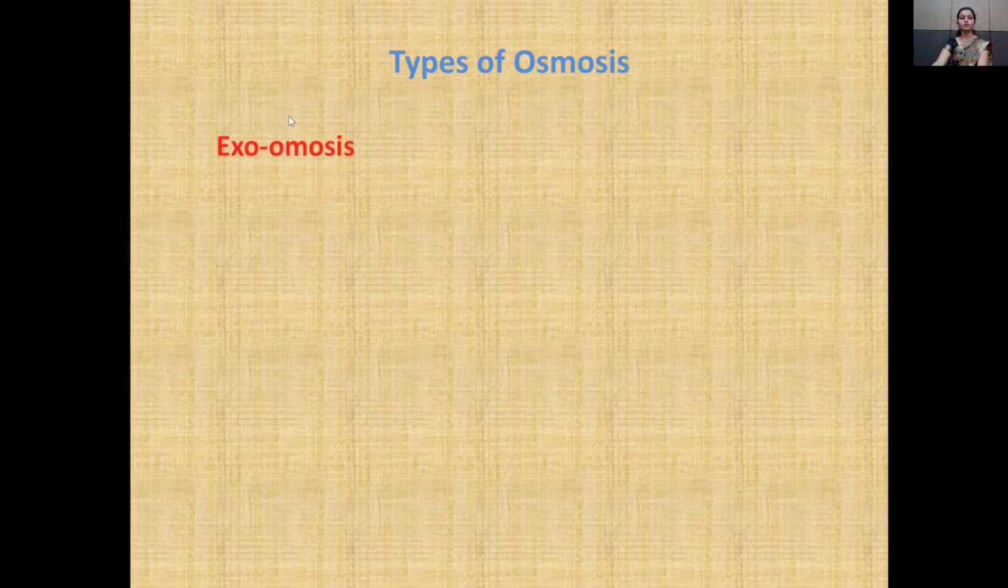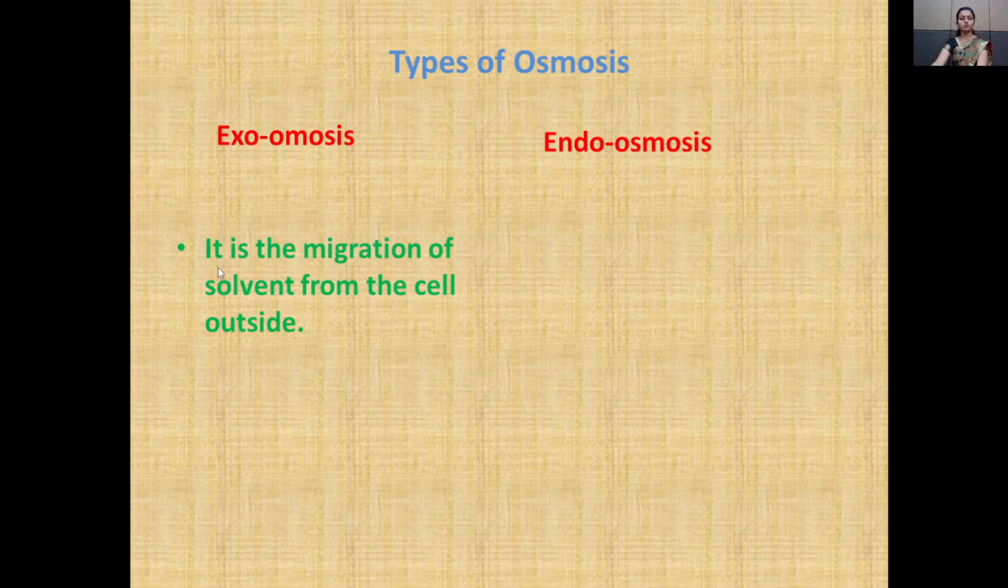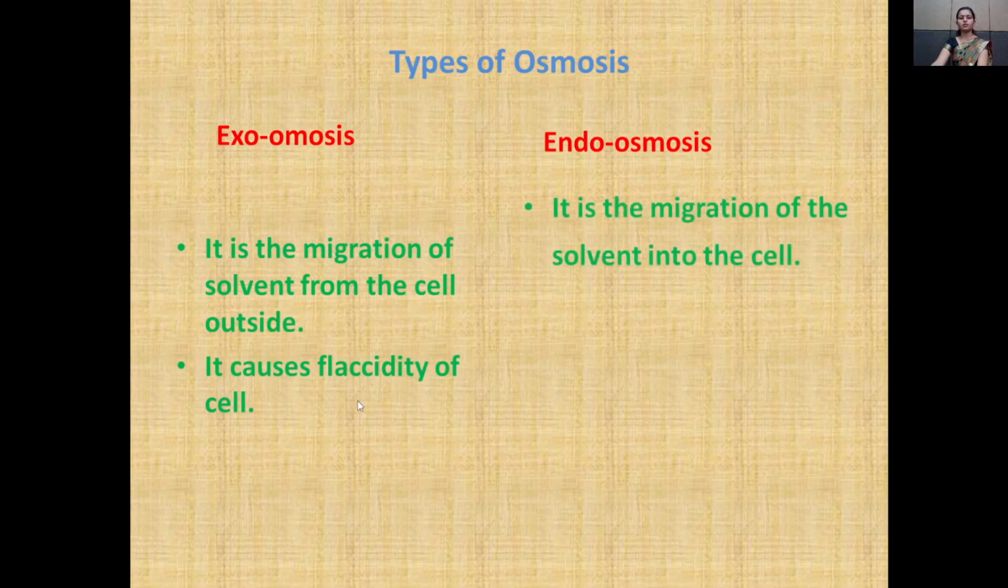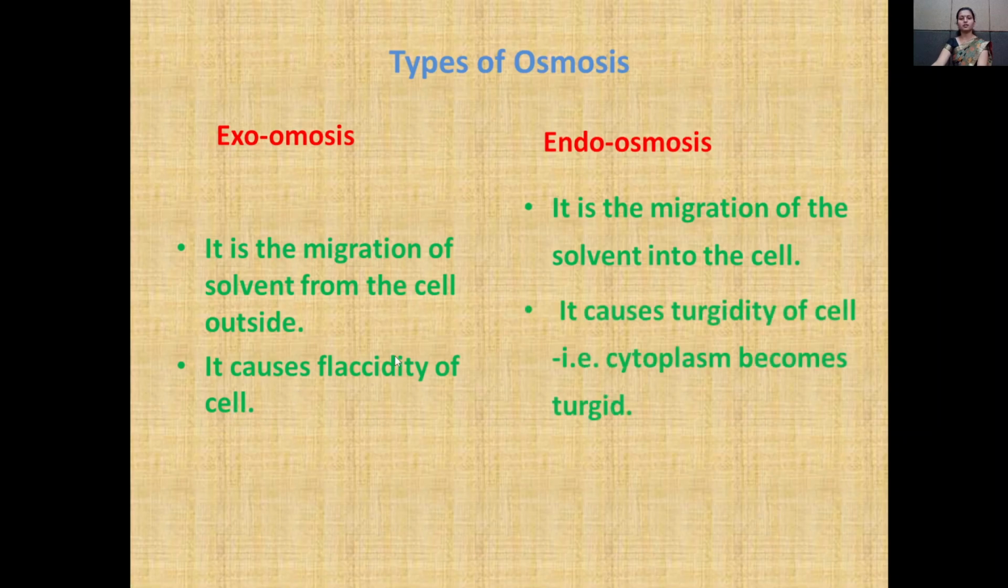The types of osmosis. The first one is exosmosis, and the second type is endosmosis. In exosmosis, it is the migration of the solvent from the cell to the outside. It causes flaccidity of the cell. In exosmosis, the solution present inside the cell is released outside. And in endosmosis, it is the migration of the solvent into the cell.